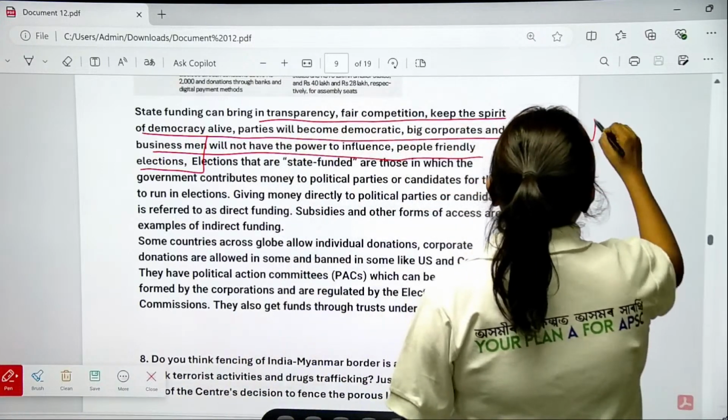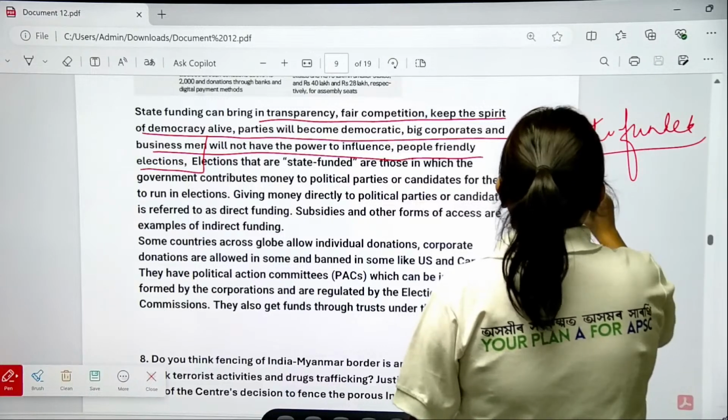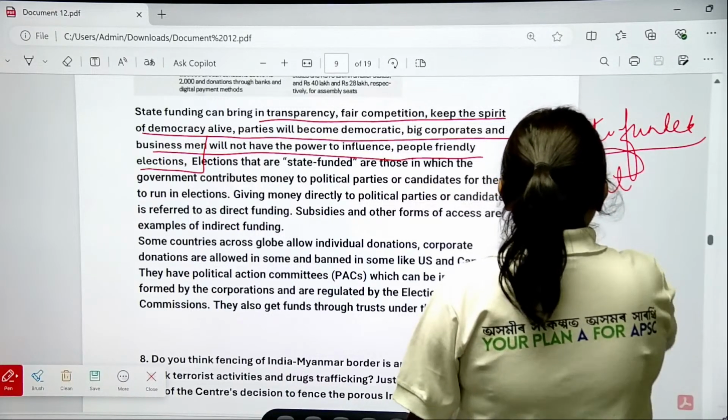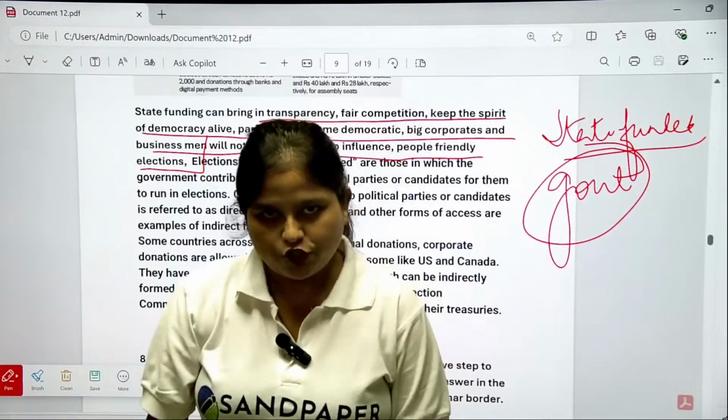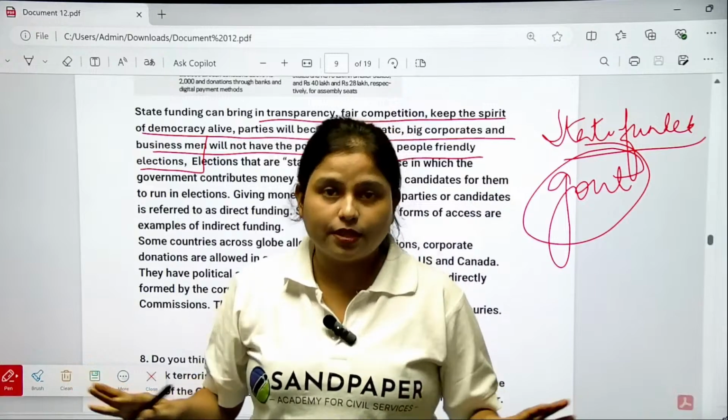State fund is a state-funded election, where the government gives money to fight the elections. Right now, in the elections we are fighting, we have no idea where the money is coming from.